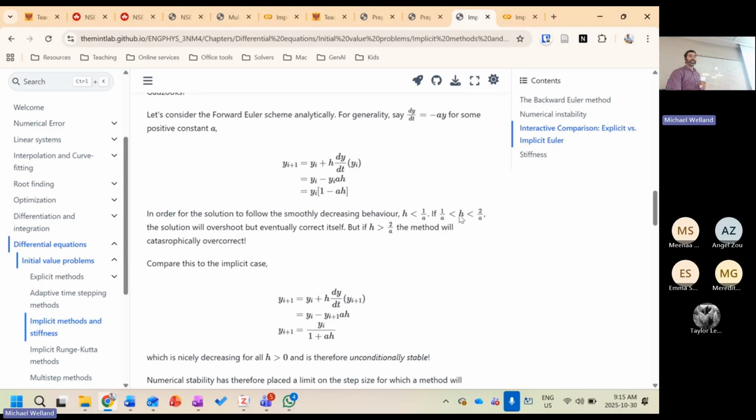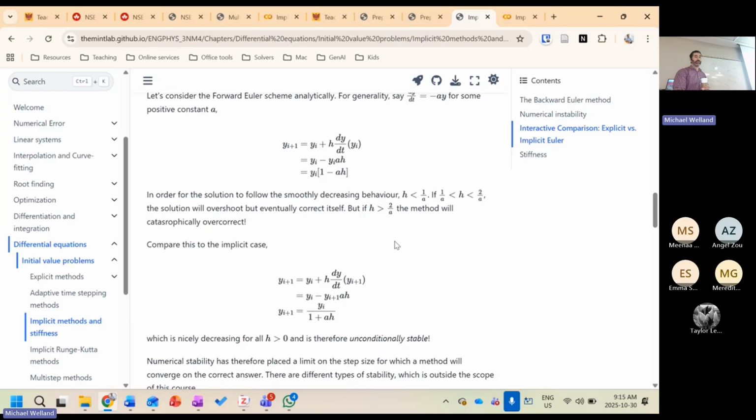Okay? If h is between these two bounds, it will overshoot, but then it'll correct itself. That sign will flip, you'll end up canceling that out, and it'll get back to 0. No problem. If h is greater than 2 over a, in the previous example, that was 1, h went past 2, and all of a sudden it catastrophically failed. Then we have a problem.